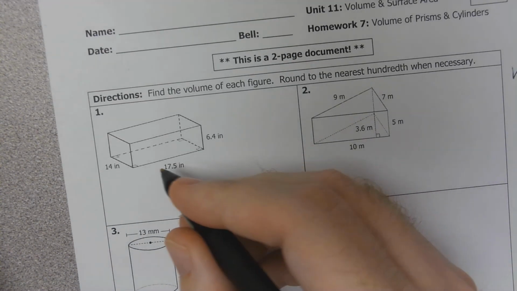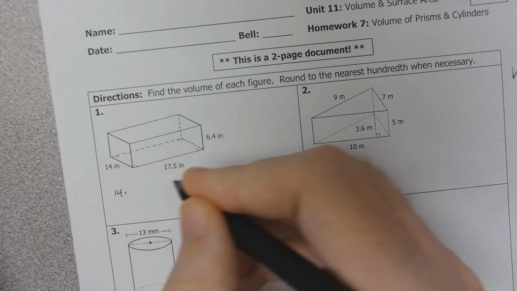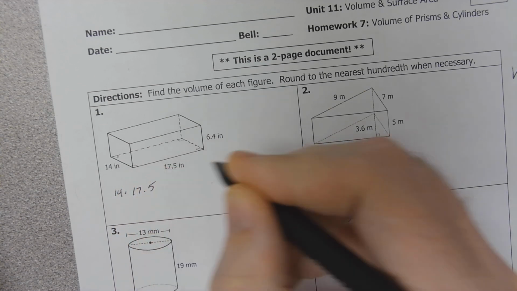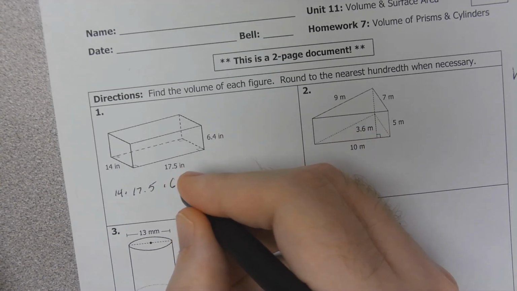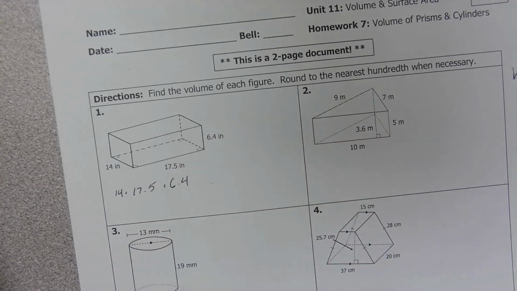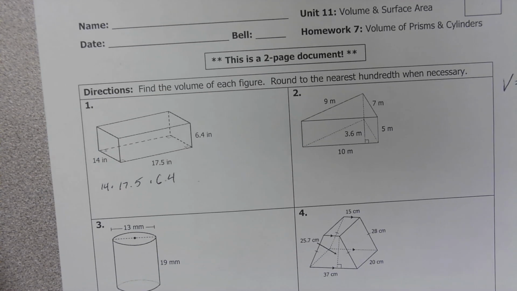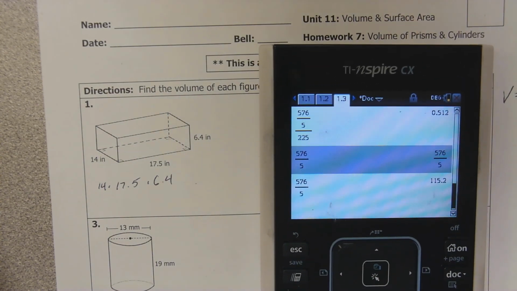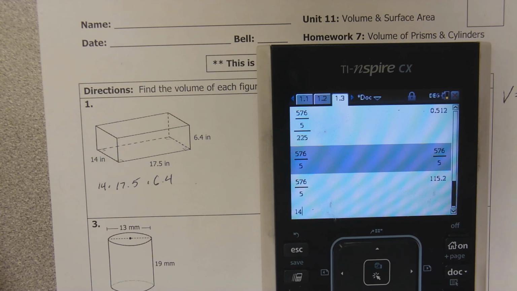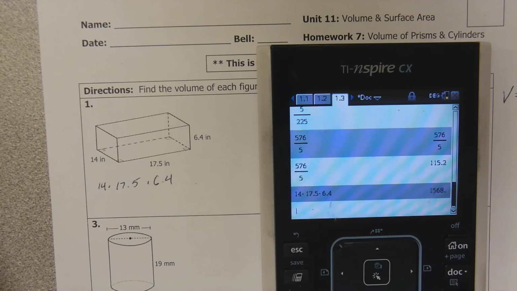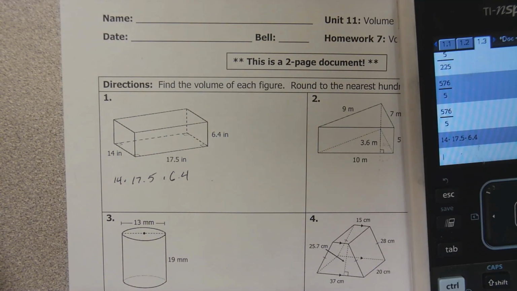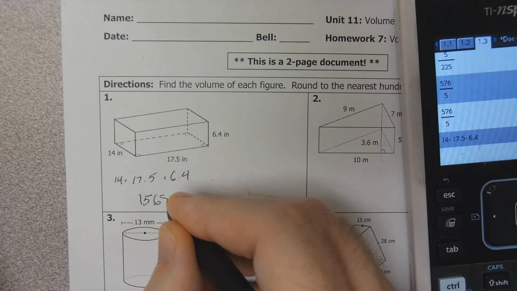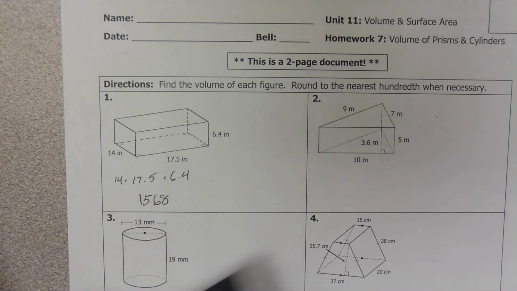So what we do is we do 14 times 17.5 times the height, which is 6.4. And so we literally just multiply those together. I will actually show you. So 14 times 17.5 times 6.4, and we get 1568. And we're done. That's it. All done. Move on.